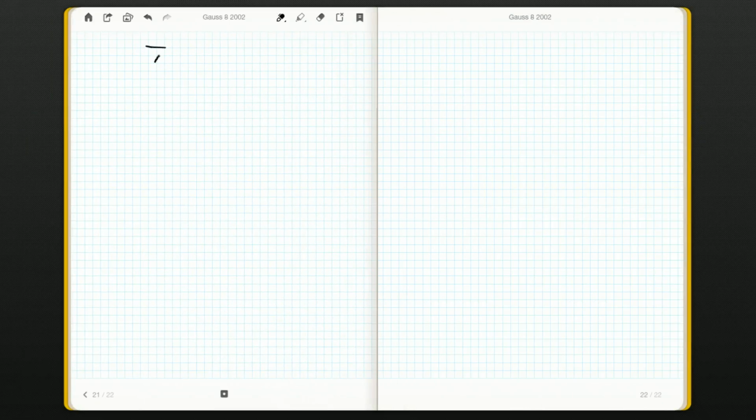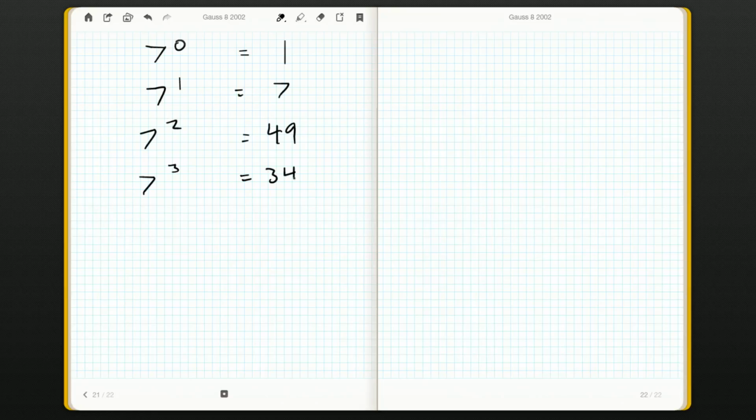So if I were to say 7 to the 0, well, that's equal to 1. 7 to the 1, that's going to be just 7. 7 to the 2, that's going to be 49. 7 to the 3, 343. 7 to the 4, now this one you might need your calculator for. You might need it for 7 to the 3, but I would encourage you guys to memorize your cubes at least up to 10 cubed. 7 to the 4, 2,401.